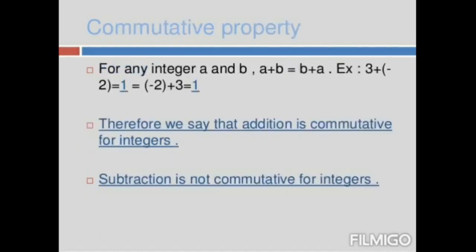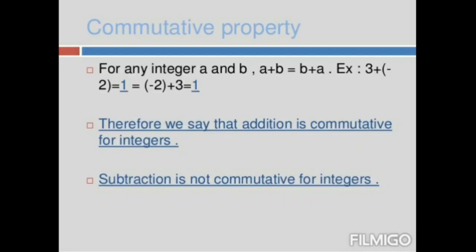Next property is commutative property. In commutative property, if we add two integers in any order, the answer will remain the same. a plus b is equal to b plus a. For example, 3 plus -2, or if we change the order, -2 plus 3, the answer will remain the same as 1. Right? Therefore, we say that addition is commutative for integers.